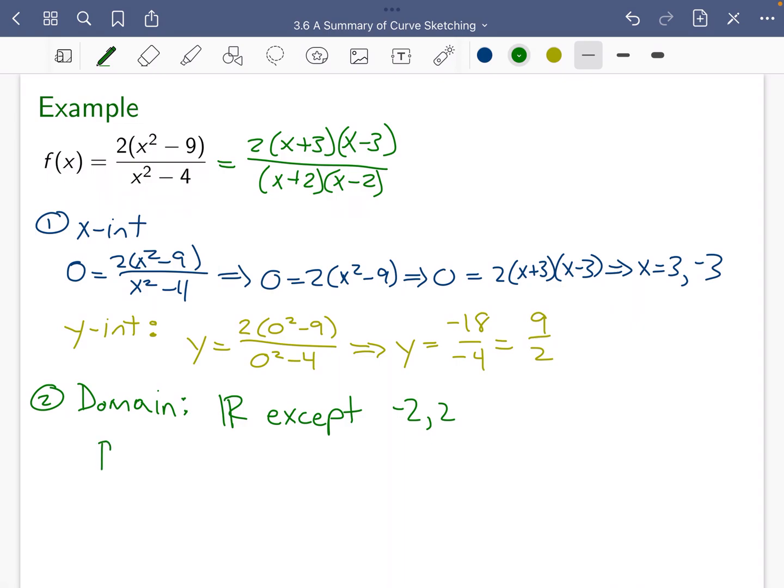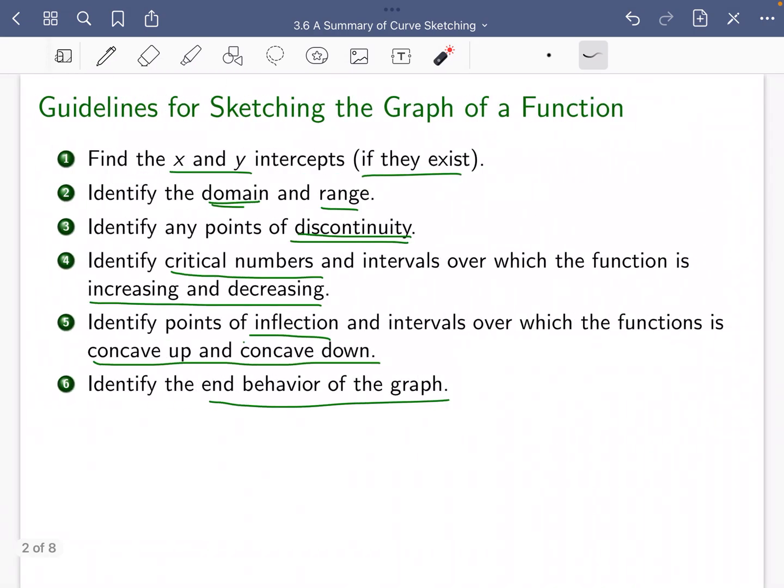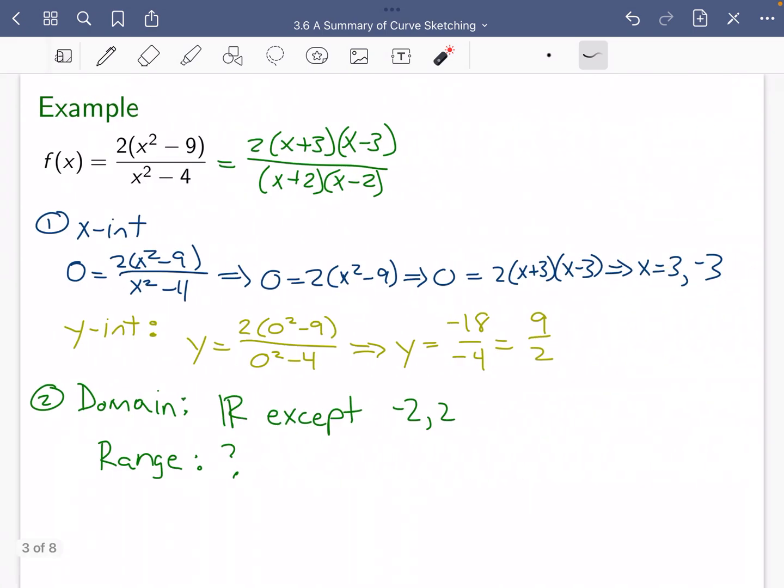The range, it's not immediately clear what's going on with the range, so I'm just going to skip over that. We could get negative values here. We can get positive values. It's not abundantly clear what's going to happen with that range. So that was our second step. We then want to identify points of discontinuity.